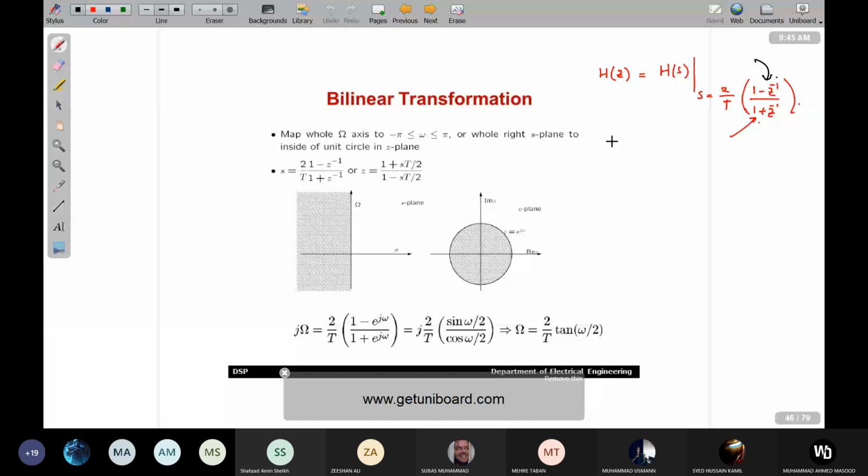ट्रांसफॉर्मेशन को परखने की, the 3 points: that the rational transfer function in HFS should be transformed into rational transfer function in HFZ. The causal and stable HFS should be transformed into causal and stable HFZ. And the third most important thing is that the j omega axis should be transformed into the exponential j omega circle. So we will have to check all these 3 points on this transformation. So let's start doing it.